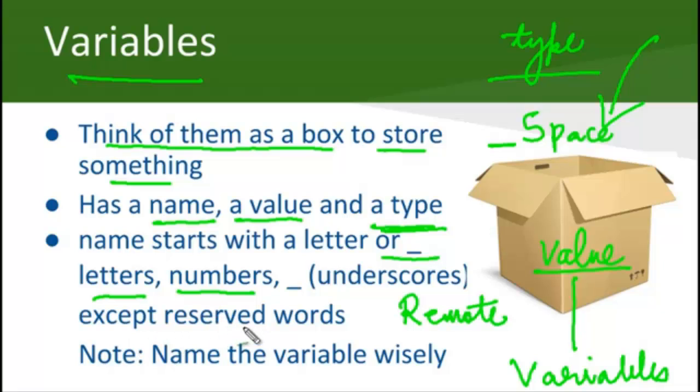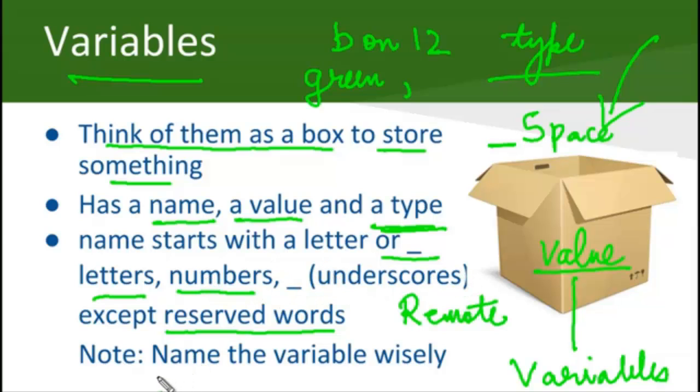But the first letter should always be an underscore or a letter. Now you can name your box anything. Say you can even name it as a color, say green, or box12, anything except certain reserved words in Java. Some of the reserved words in Java are int for integer, or final. There are about 40 reserved words in Java which cannot be used as the name of a variable. Except them, anything can be used.